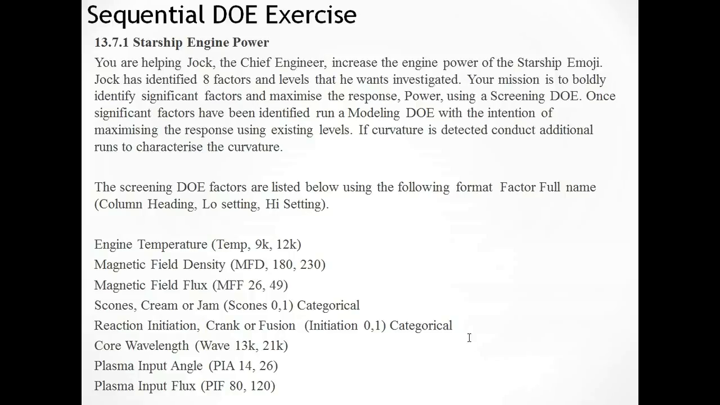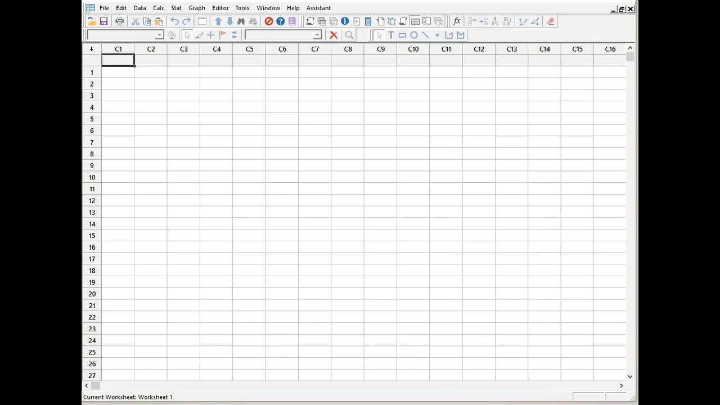Then we have reaction initiation. Is it crank or fusion? Again, that's a categorical setting, so 0 or 1. Then we have core wavelength, back to our continuous factors, and that's condensed called wave, so either a low setting of 13 and a high setting of 21. Plasma input angle, PIA, 14 or 26. Plasma input flux, PIF, 80 or 20. So let's go over to Minitab. Now you see for once I haven't preloaded the data, and there's a reason for that.